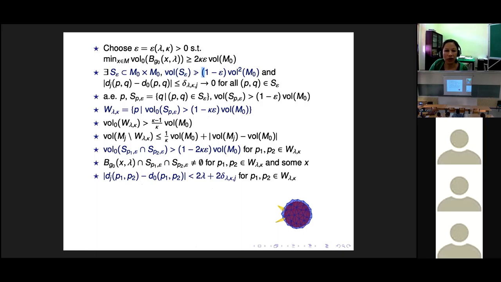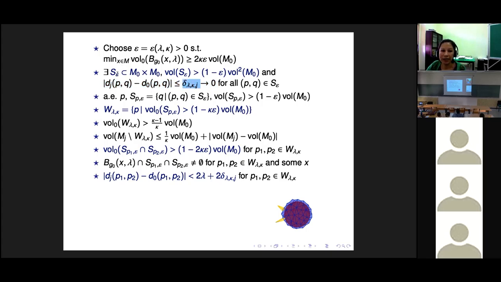And this, sorry, that has very big volume. So this is quantified in this way: 1 minus epsilon volume square of M0. So this has big volume. And in this region S epsilon, we will actually have convergence of DJ, of our matrix DJ, to D0. Okay. And it's quantified in this way, our convergence.